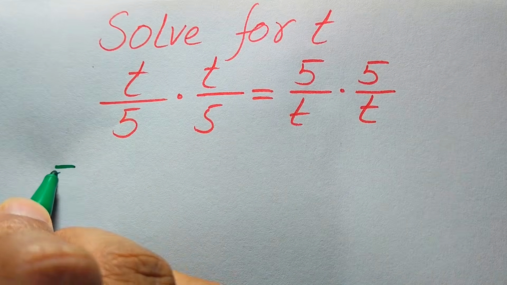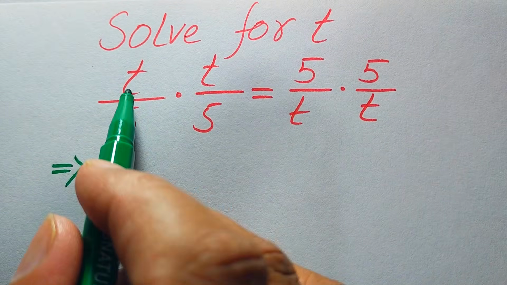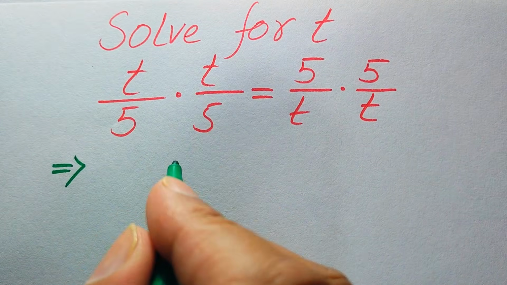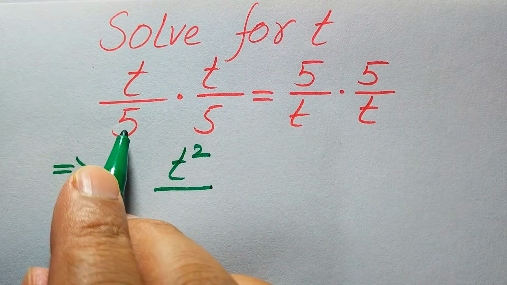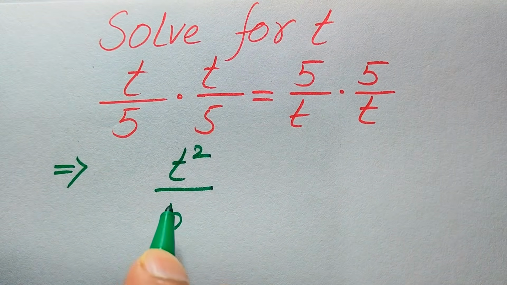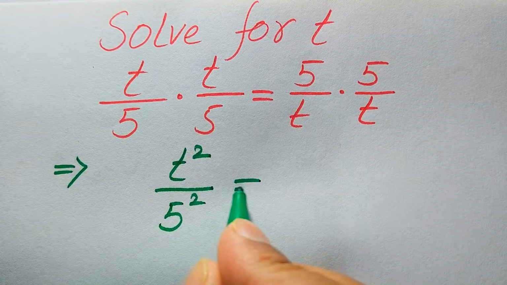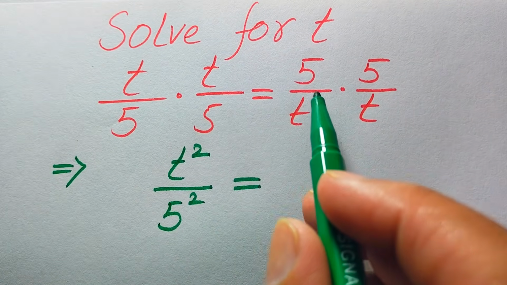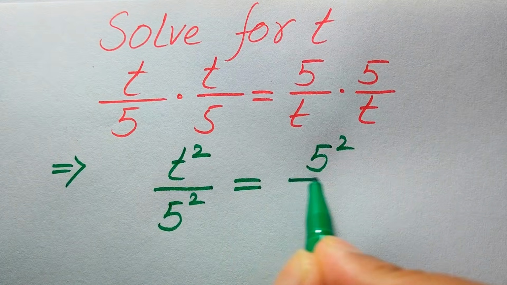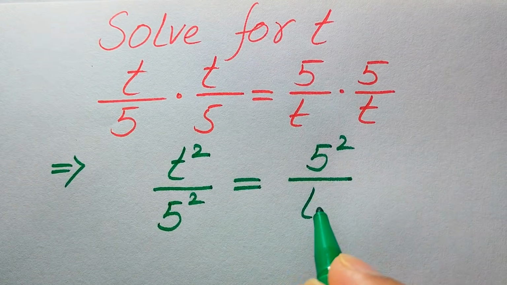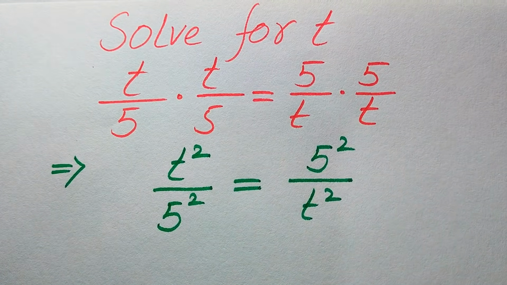So here the very first thing we are going to do is, you see that this t is multiplied by t and it will be written as t square divided by, here we have 5 multiplied by 5, which also becomes 5 square, and this is equal to, in the same pattern, we multiply 5 with 5 and we get 5 square, and when we multiply t with t we get t square.